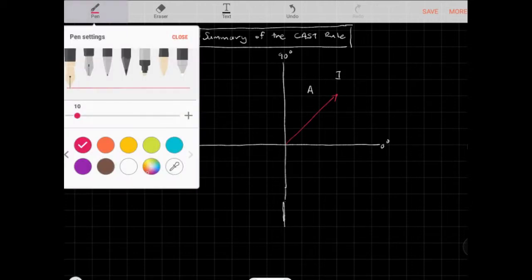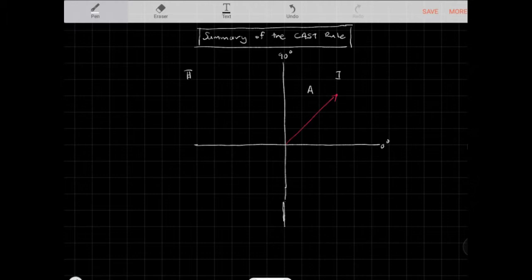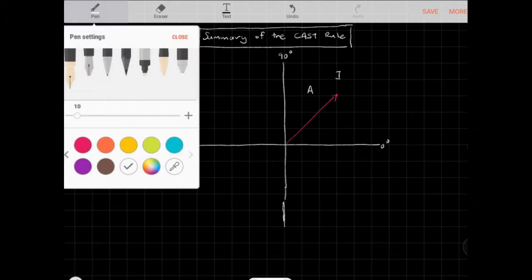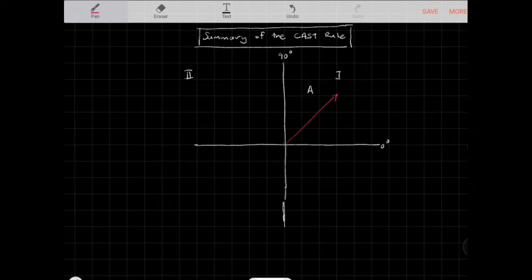In the second quadrant, however, our terminal arm would create angles where theta would be between 90 degrees and 180 degrees. Here theta was between 0 degrees and 90 degrees. And these would be obtuse angles. And we found out that only the sine ratio was positive.